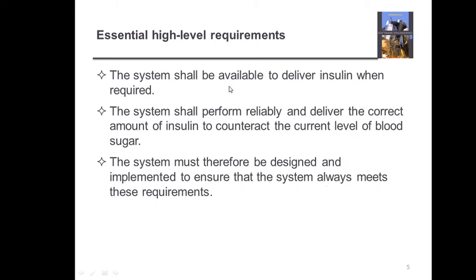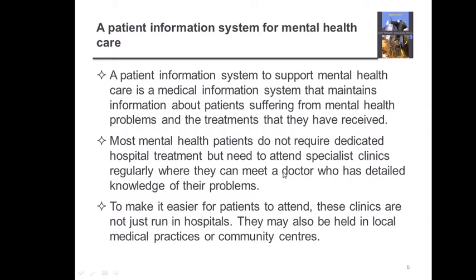The system must therefore be designed and implemented to ensure that the system always meets this requirement. So you have to take care of availability, correctness, and reliability, which are the major parameters of the system, and you have to design your system in such a way that these requirements are fulfilled, right? So this was the first case study.